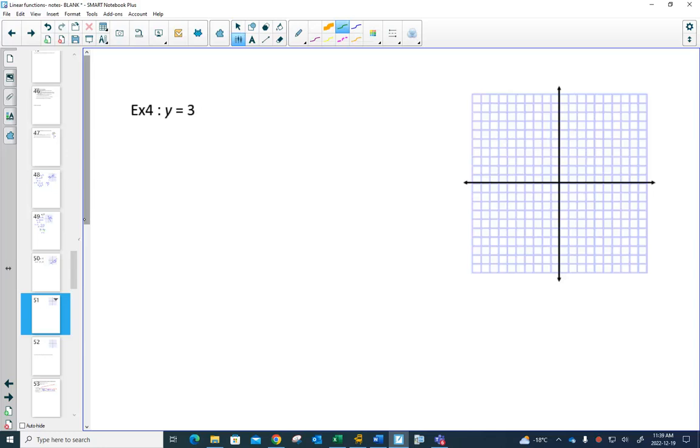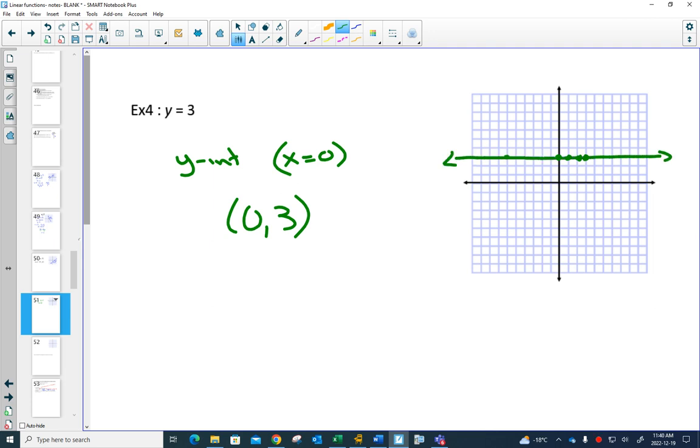So if you have y equals 3, your y-intercept: what is y equal to when x is 0? Well, y is always 3. That's what y equals 3 as a line means. It's telling you y is always 3. So when x is 0, y is 3. When x is 1, y is 3. When x is 2, y is 3. When x is 3, y is 3. When x is -7, y is 3. This is the horizontal line.